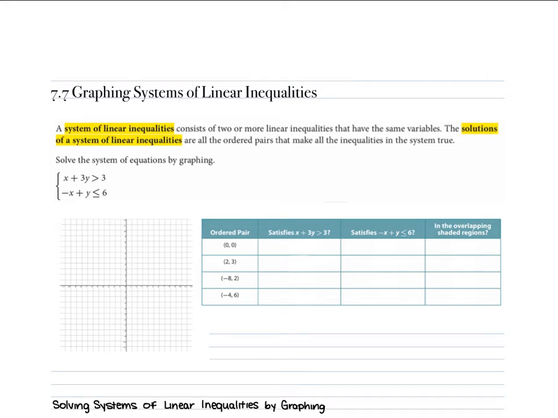7.7 Graphing systems of linear inequalities. When we are graphing these systems, we are doing the same thing we did when we graphed them without 2 at a time. So we are solving for y, graphing them, doing a solid line or a dotted line, shading, and then wherever the 2 shades overlap, that's where our solutions are.